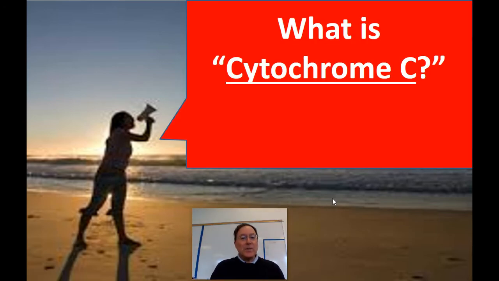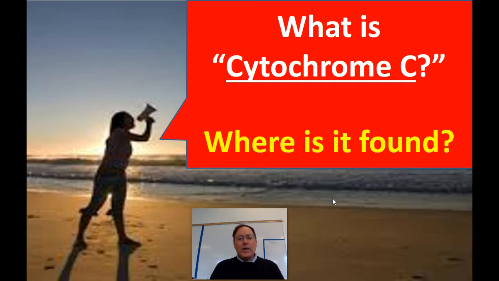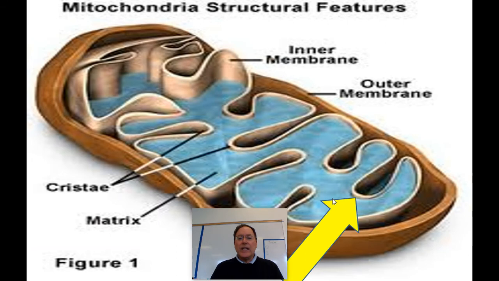Well, what is cytochrome C? You're going to see a lot of it in this lab as well as in the pre-lab. Do you remember what it is? You've heard of that term before. Where is it found? Well, here's where it's found. It's found right here in the inner membrane of mitochondria, and you know what happens there, the electron transport chain.